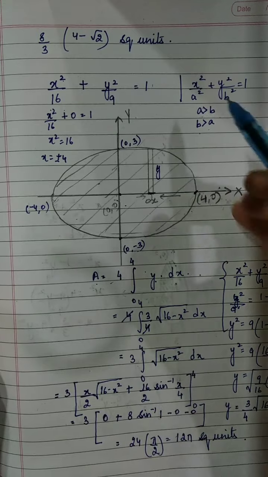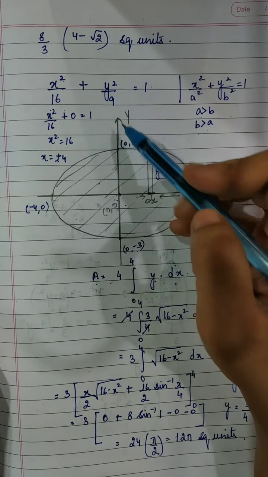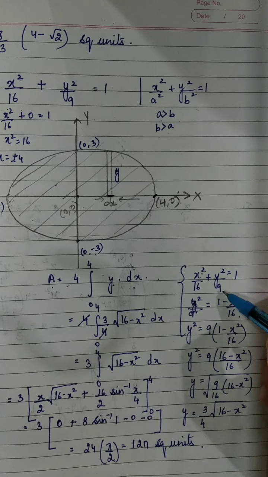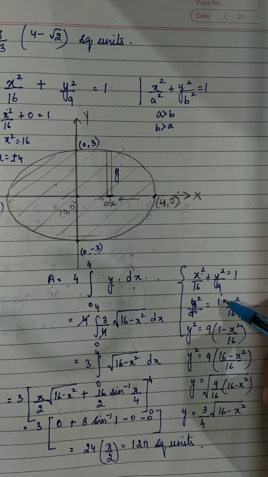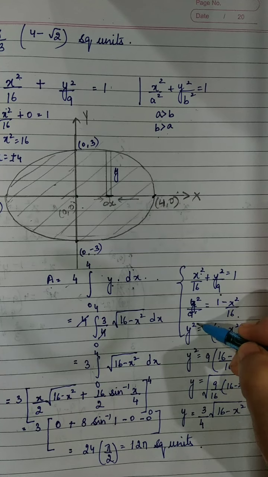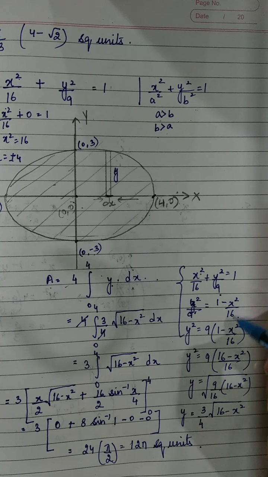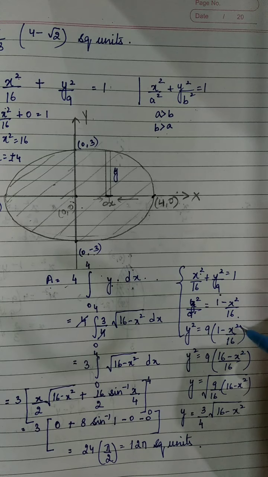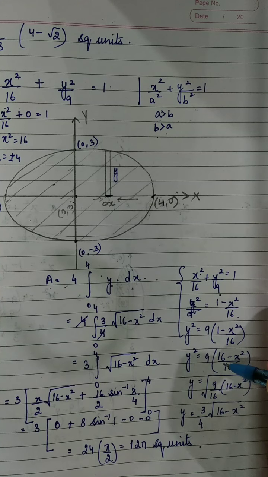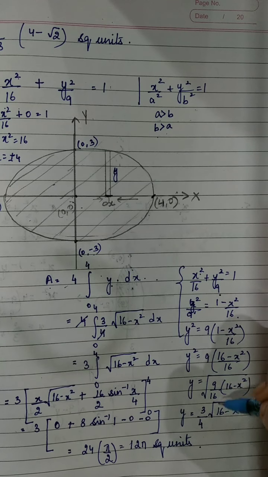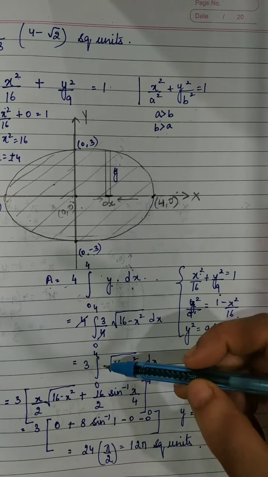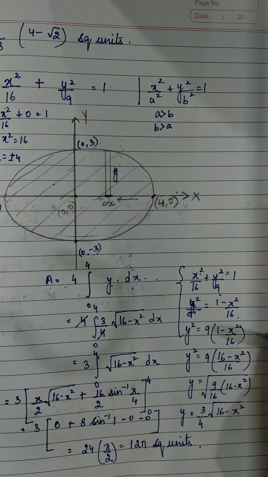And what is y? This function expressed in terms of x. So I have mentioned here that x square upon 16 plus y square upon 9 is equal to 1. I have to find out the value of y. So y square upon 9 is 1 minus x square upon 16, right? So y square is 9 in brackets 1 minus x square upon 16, or 16 minus x square upon 16. If I take the square root, I get 3 upon 4 under root of 16 minus x square. So this is what I write here. This 4 and this 4 get cancelled.